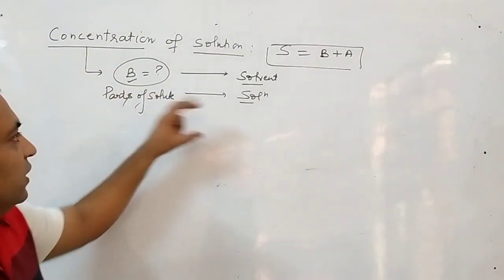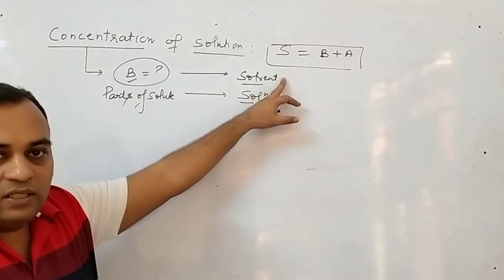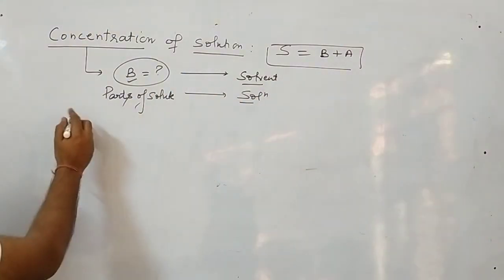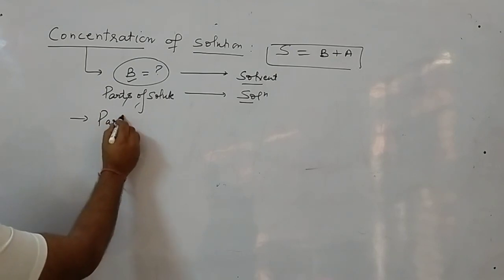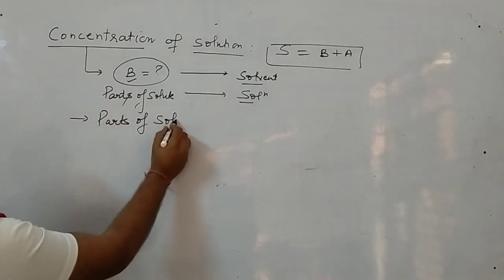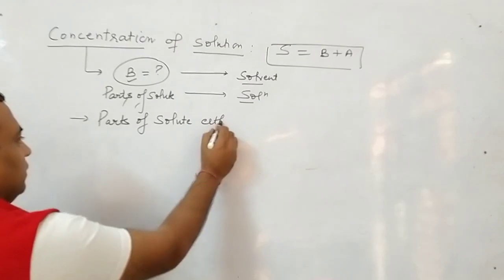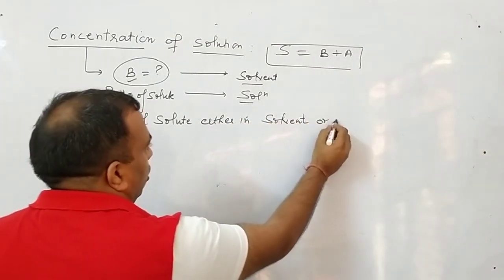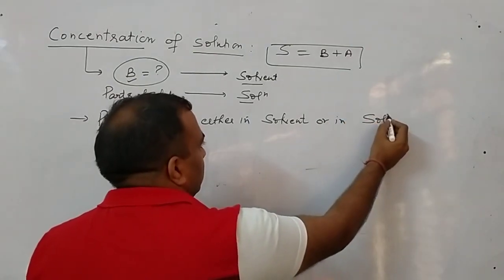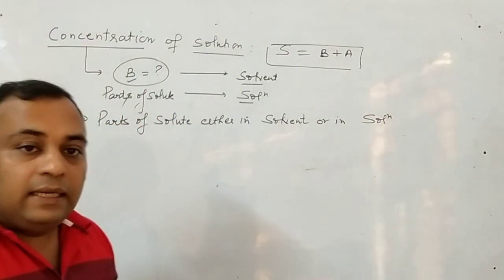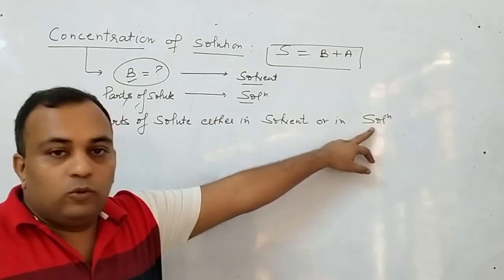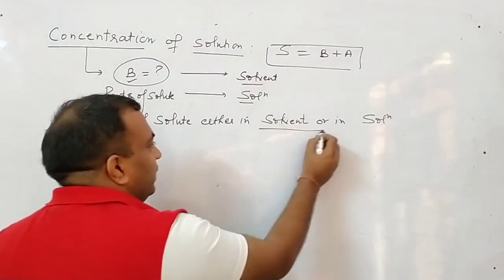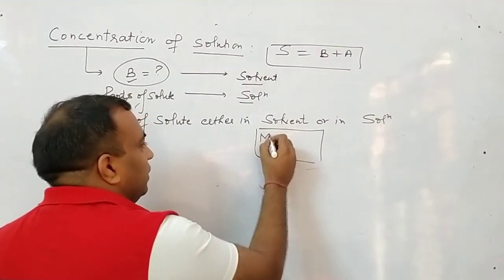Because the solute is present in two cases, solvent and solution. So the concentration definition is clear to all of you. Concentration simply means parts of solute either in solvent or in solution. Now listen, 99% of concentration terms are calculated in solution. Only one term is calculated in solvent. Therefore, I mention here specially molarity.